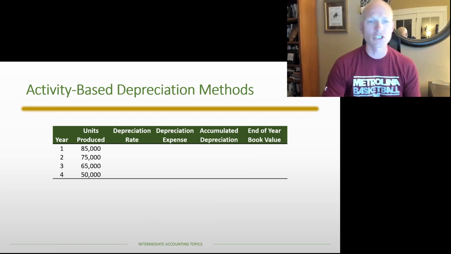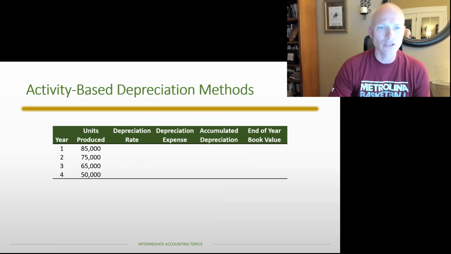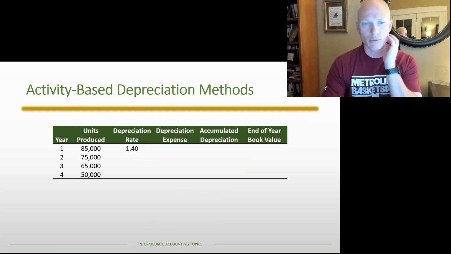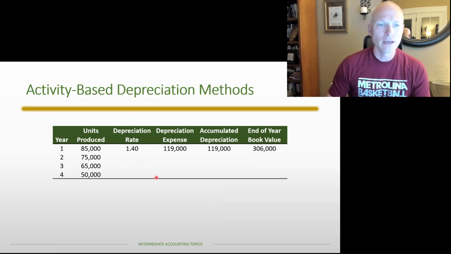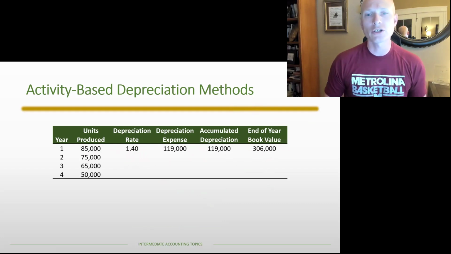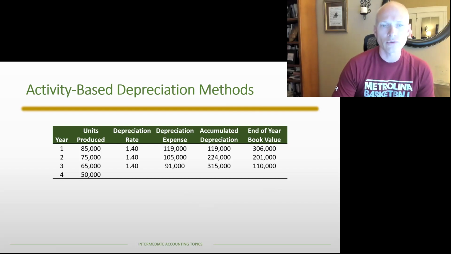And so the actual production that we had talked about was 85,000, 75,000, 65,000, and 50,000. And the depreciation rate we calculated on the previous slide is $1.40. So in the first year, we take that 85,000 units and depreciate by $1.40 per unit, which means we get a total of 119. And the end book value is that 425, the capitalized cost, minus accumulated depreciation of 119, which gives us 306. And we do the same thing in years 2 and 3.